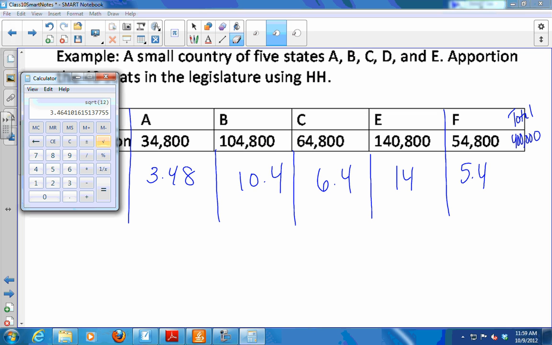Right, 3.46. Now look at your number, 3.48. Is it above 3.46? 3.48, bigger than... Above, yeah. 3.46? So you round up.